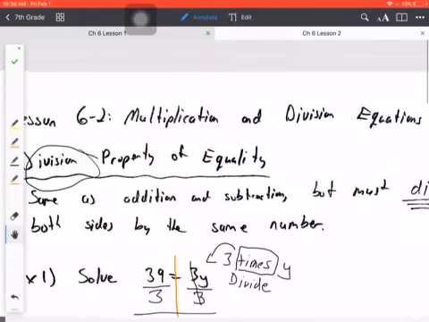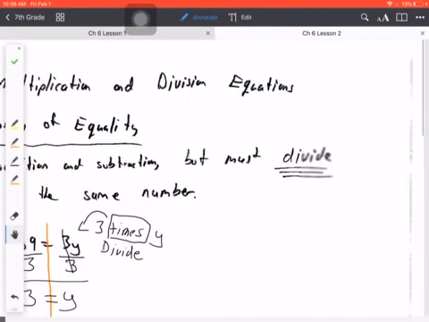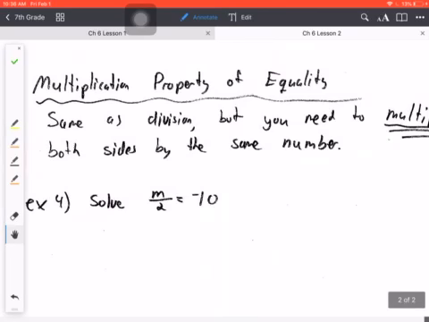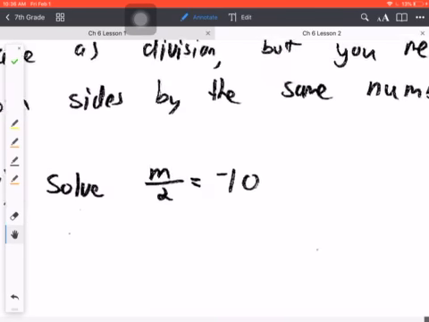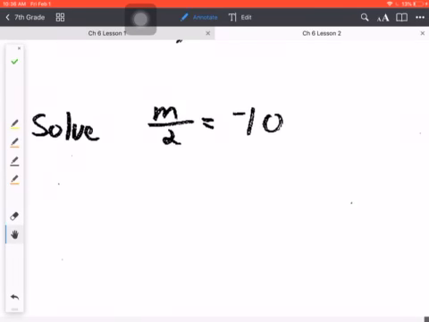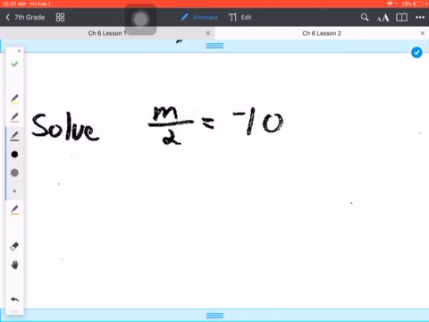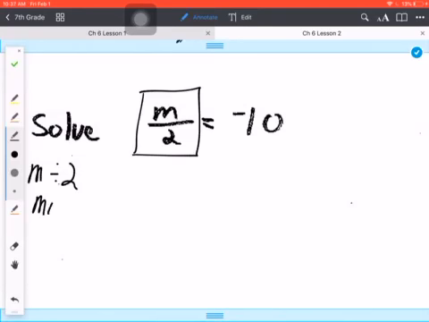All right, so let's look at now the multiplication property of equality. Very similar to division, the only difference is instead of having a multiplication problem and solving with division, we're going to have a division problem and solve by multiplication. So example 4 here is a great example. M divided by 2. Again, this represents M divided by 2. And how we undo that is by multiplying. So we want to multiply.